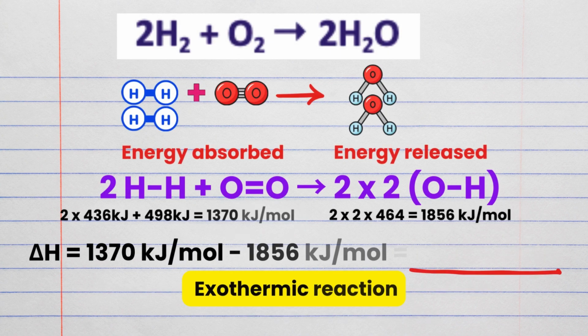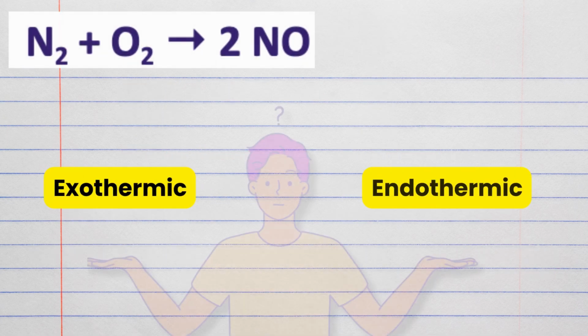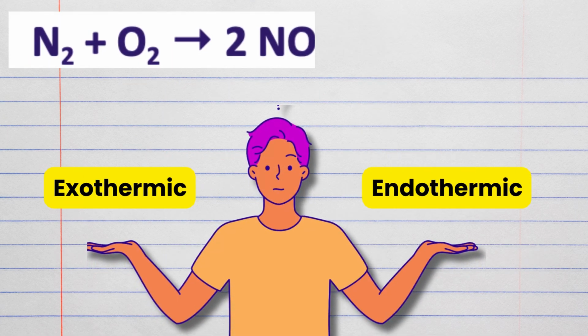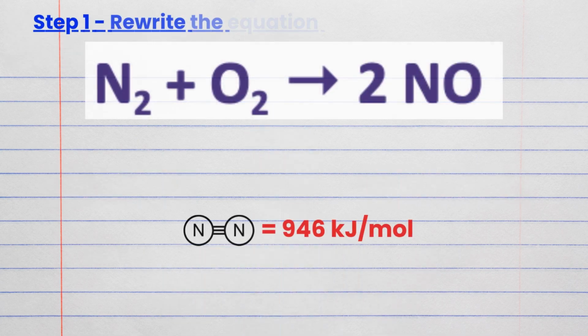Also note that in an exothermic reaction, the delta H is negative, since the enthalpy of the system decreases as some of the energy is transferred to the surroundings. Nitrogen reacts with oxygen to form nitrogen monoxide.